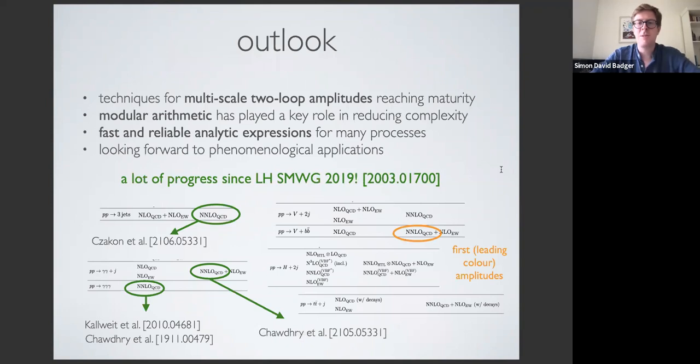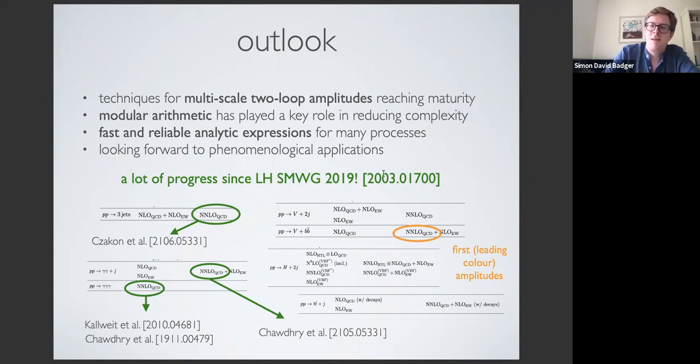Okay, that brings me to my outlook. I'm on time. I gave you a quick review of all the multi-scale two-loop amplitudes in QCD that we've been able to calculate at the moment. So new techniques are really reaching maturity so that we're finally able to attack this wish list of processes that have been around for a long time. The modular arithmetic has been, for me, something that's played a key role in reducing complexity and avoiding large intermediate expressions. And we're starting to get, as I said, lots of fast and reliable analytic codes for use in phenomenological applications.